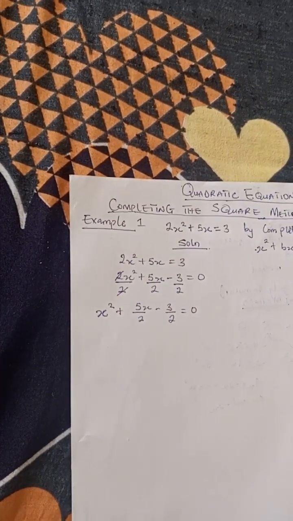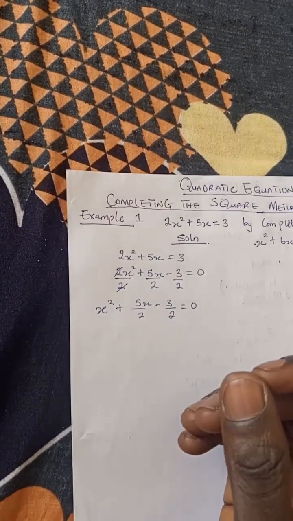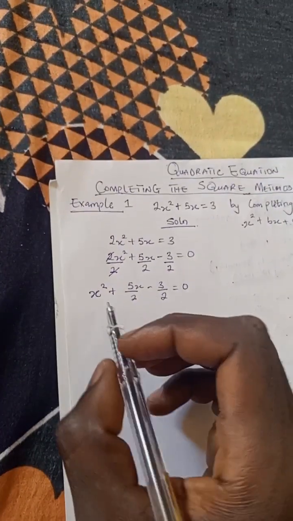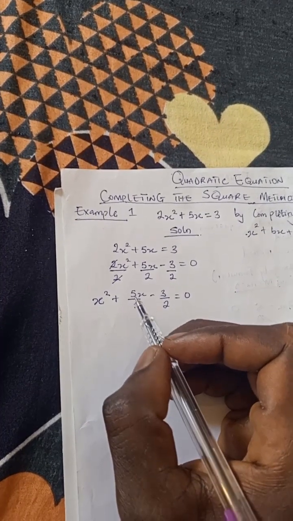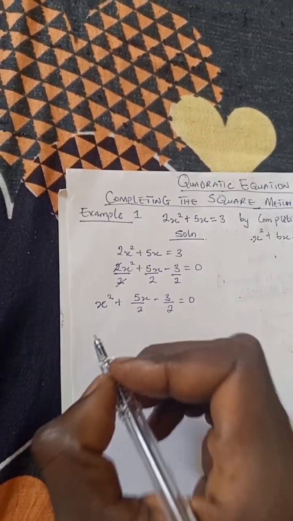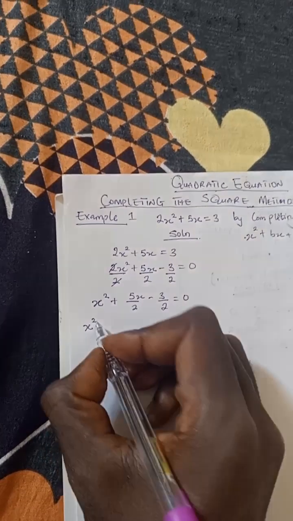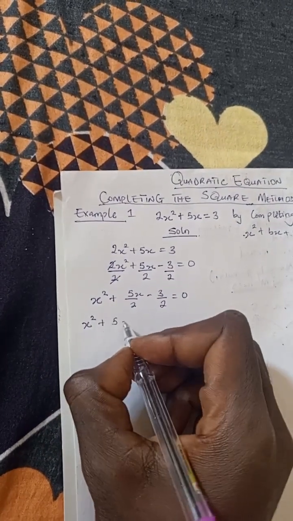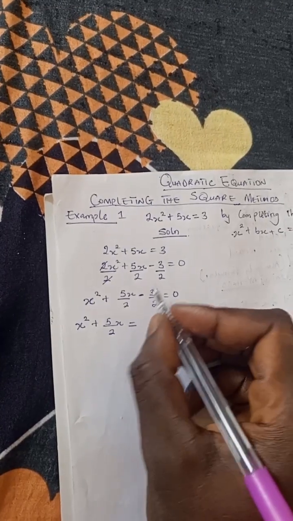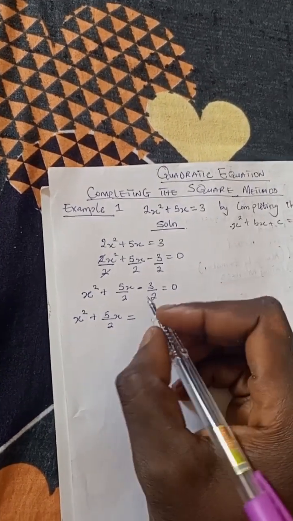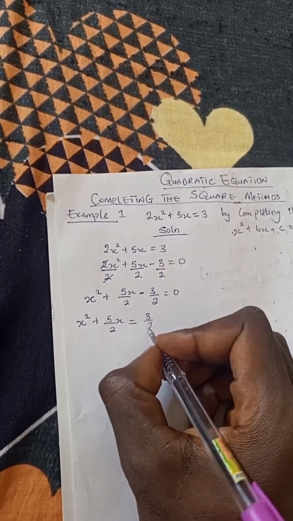Now, the next thing to do is to rearrange this such that the minus 3 over 2 will cross the equal sign to the other side, and then you're going to find the square of half of the coefficient of x, because that's the step. Let's rearrange it first. We have x squared plus 5x all over 2 equal to, if a negative sign crosses, it becomes a positive. So we have 3 all over 2.